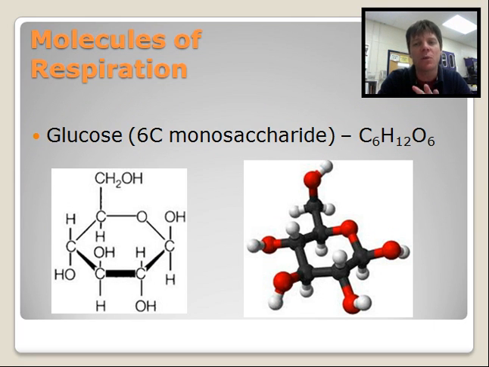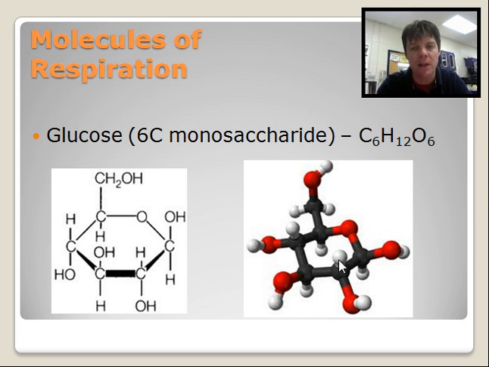In the next few slides, we'll take a closer look at the important molecules for the process of cellular respiration. Let's start by talking about the molecule glucose. This is a 6-carbon monosaccharide, so it is a sugar, it's a carbohydrate, with a chemical formula C6H12O6. Here's one representation of a glucose molecule.